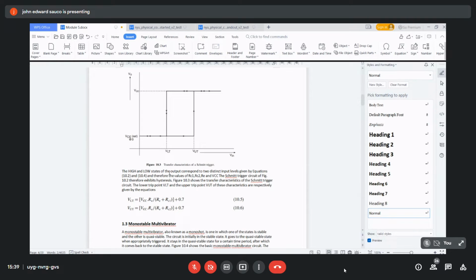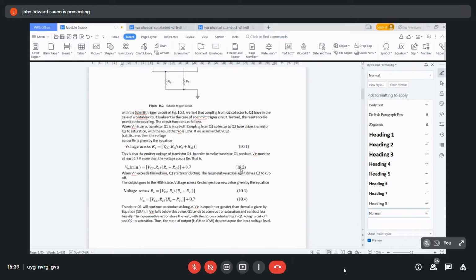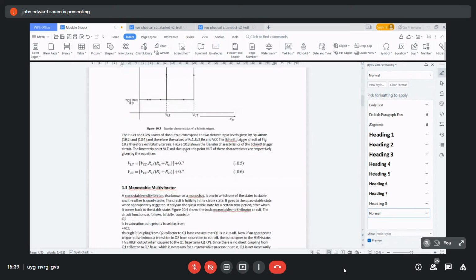So the high and low state of the output corresponds to the two distinct input levels given by the equation, na 0.2 and 0.4. Okay, 0.2 and 0.4. Kasi ito yung para sa low, ito yung para sa high. Okay. The value ng RC1, RC2, RE, and VCC, the Schmitt trigger circuit, therefore exhibits hysteresis. Exhibit niya is hysteresis. Shows the transfer characteristic of Schmitt trigger circuit.